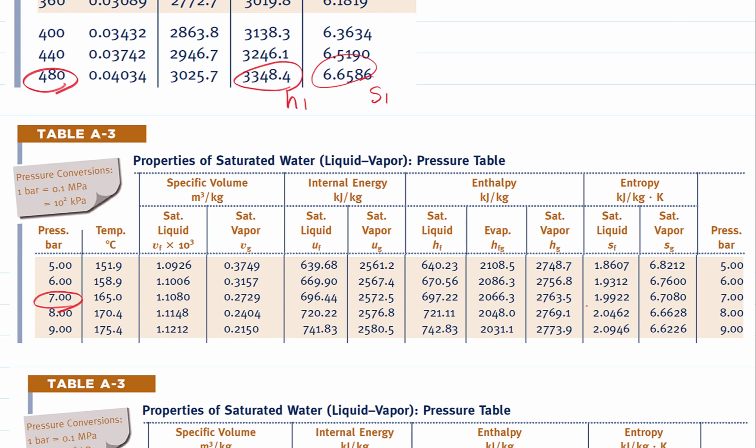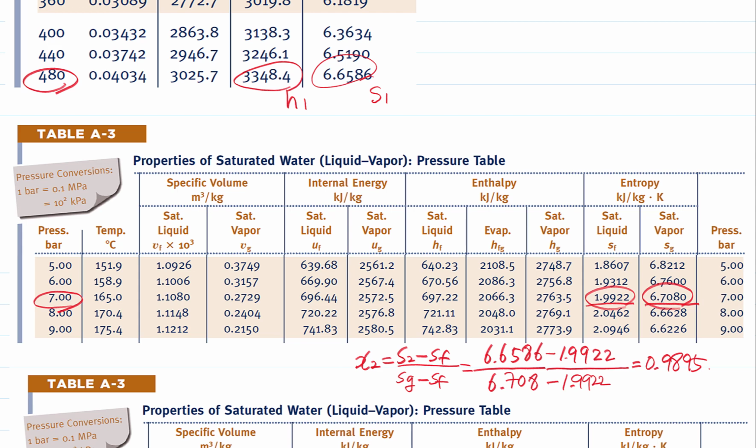And the entropy for saturated liquid, entropy for saturated vapor. S2 is 6.6586, which falls between these two numbers. So we know that state 2 is saturated water. So we can calculate the quality at state 2. The quality is 0.9895. So from the quality, we can also calculate the enthalpy at state 2.